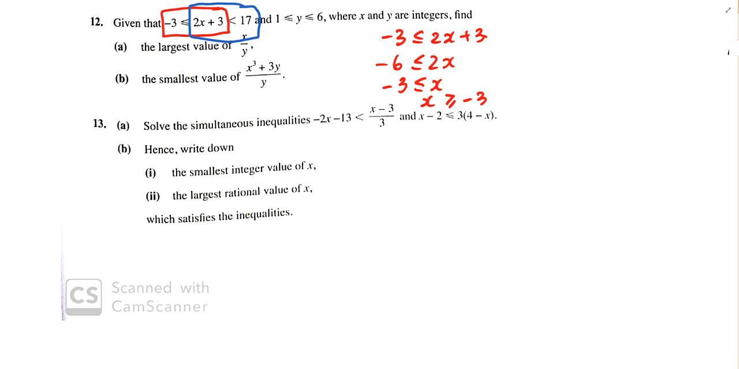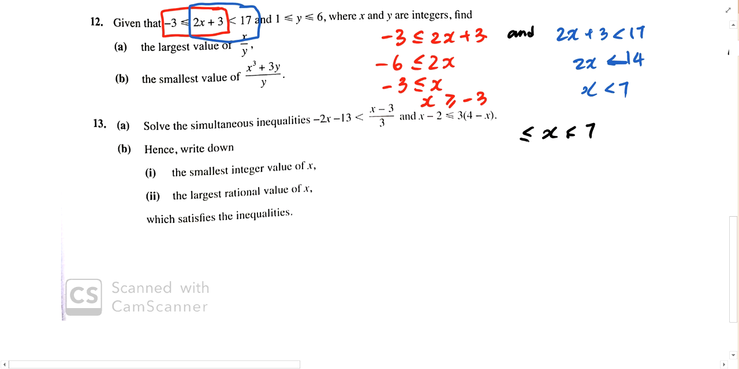For the blue color one, 2x plus 3 less than 17, 2x less than 14, x less than 7. Okay, so these two must be satisfied at the same time. Therefore, our x is smaller than 7, but at the same time it is greater than or equal to -3.